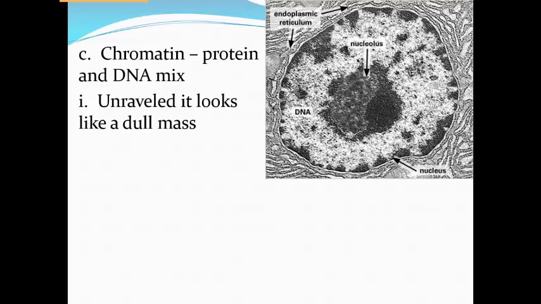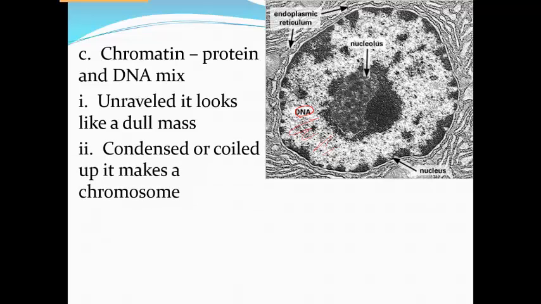But there are times when it's unraveled. And when it's unraveled, it's kind of hard to see or make out. It just looks like this dull mass, and you can see that here where it's just labeled DNA. So it's all of this white material. It doesn't have any specific shape to it. It just is kind of there.